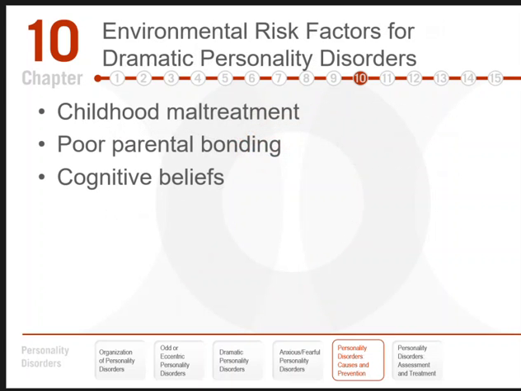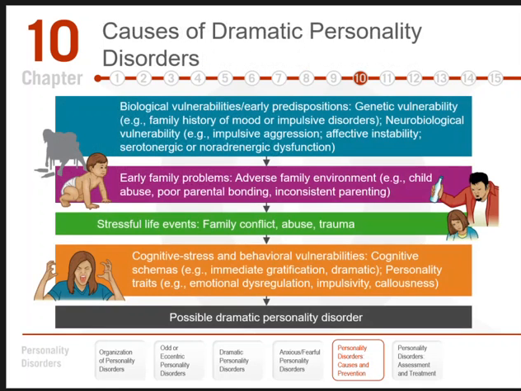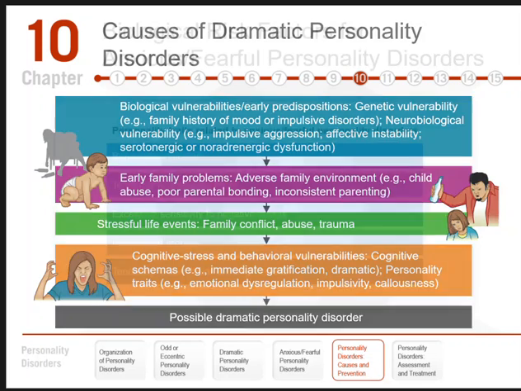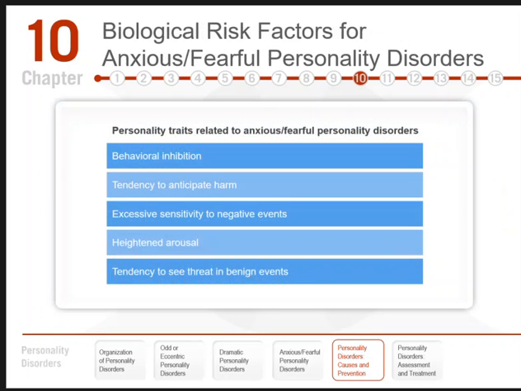Environmental factors for dramatic personality disorders include childhood maltreatment, poor parental bonding, and cognitive beliefs. So here's where you see your attachment disorder manifested in adults. I'll let you read through each of these. I'm going to get through this so we can be done with it.